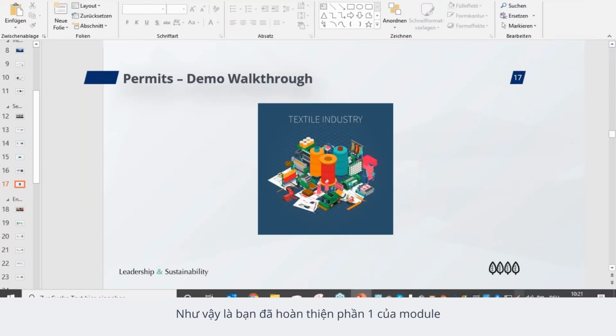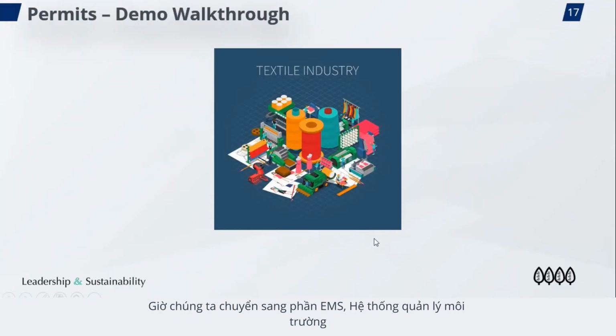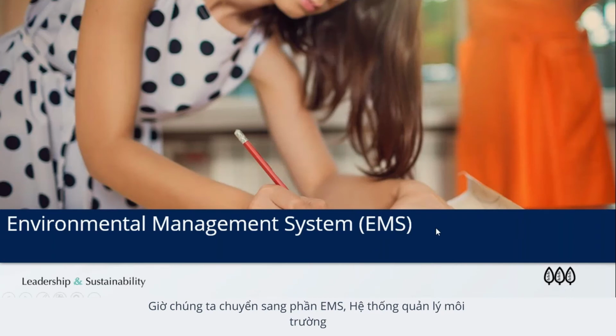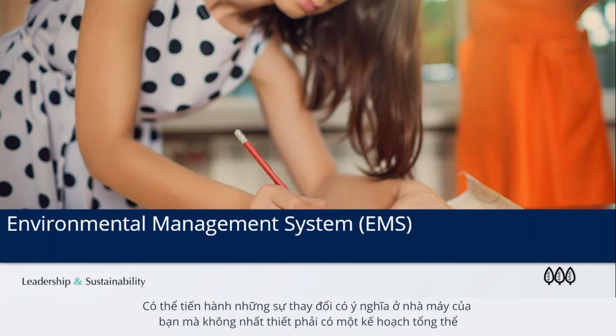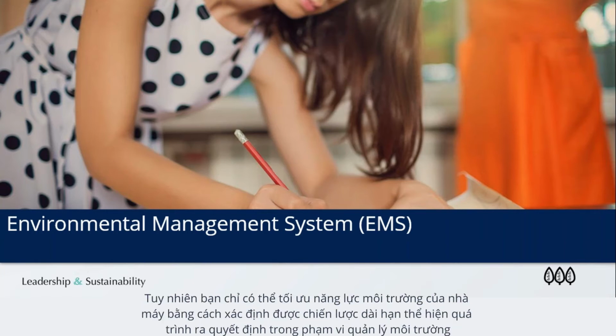All right, so now we will continue then with the EMS, the Environmental Management System section. The Environmental Management System is a holistic management system and process to identify, track, and manage the environmental impacts of your facility over time. It is possible to make significant changes in your facility without a management system. However, your facility can only maximize environmental performance by having a management system and also by setting a long-term strategy that will inform decision-making on environmental management.